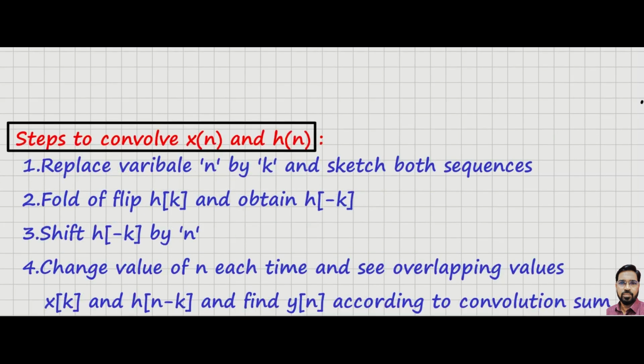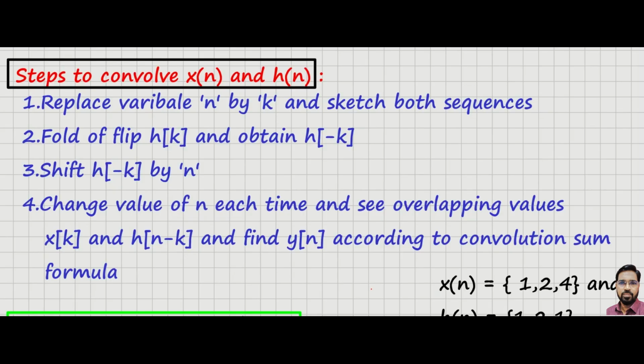Now here I have written some steps to save time. I want to make a short video, but if I go for writing steps and theory and sketching the diagrams, it will be a long video. So the first step is to replace variable n by k and sketch both the sequences. We get x of k and h of k, which is there in the formula of convolution. Second step, fold or flip h of k and obtain h of minus k. I will show you how to do it.